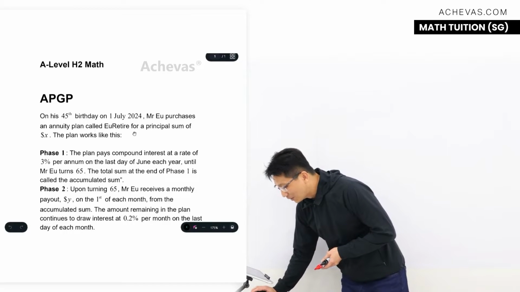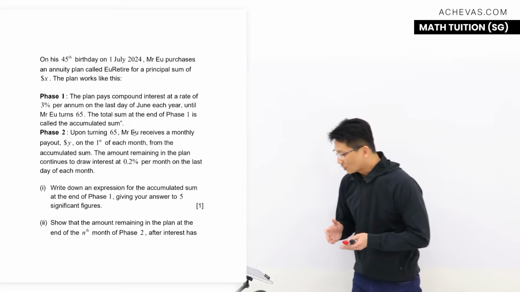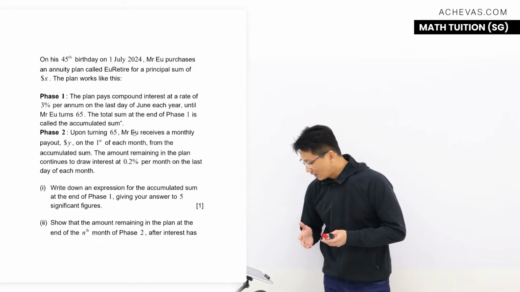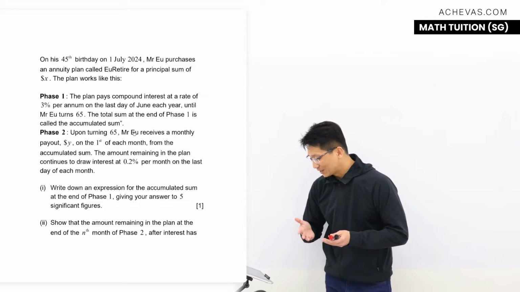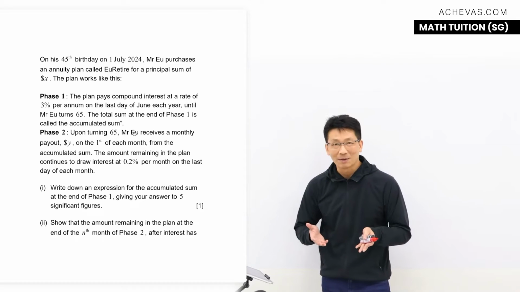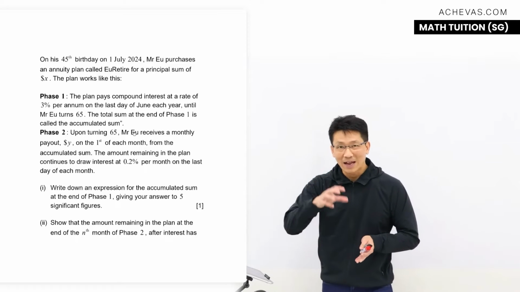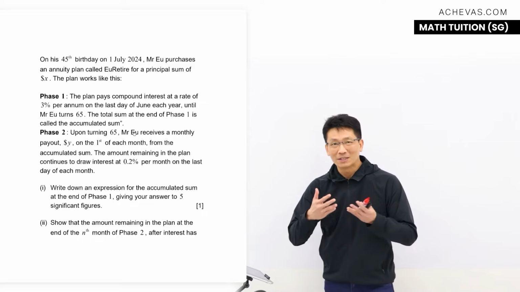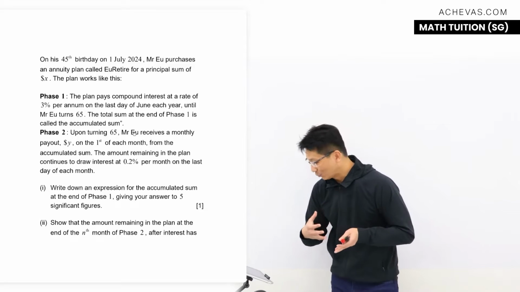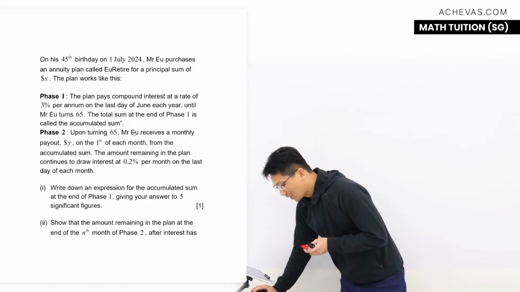And this plan will actually be divided into two phases. Phase 1 says that it pays a compound interest at the end of each year at a rate of 3% until he turns 65. And the total sum at the end of phase 1 is called the accumulated sum. That means to say he will be putting in a lump sum at the start of this period, and he will just let the compound interest work its magic until at the end of 20 years, he will be able to get a larger sum. And this is called the accumulated sum.